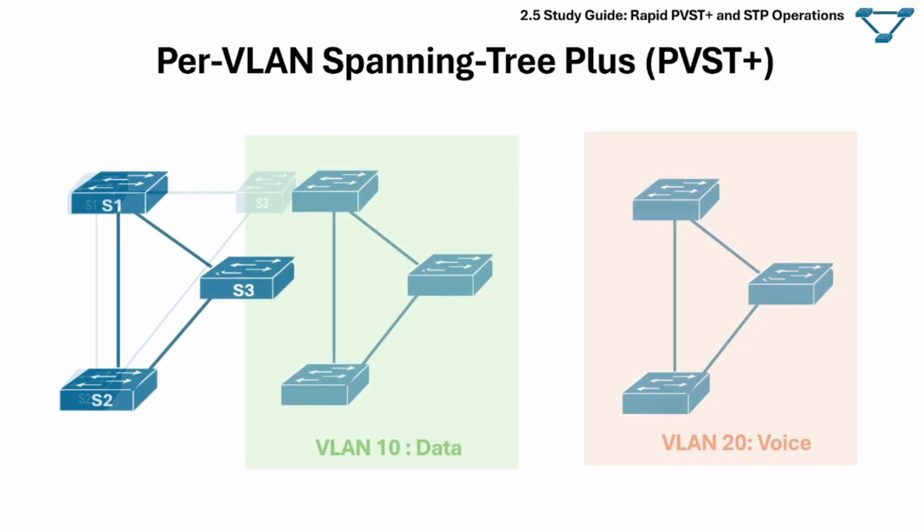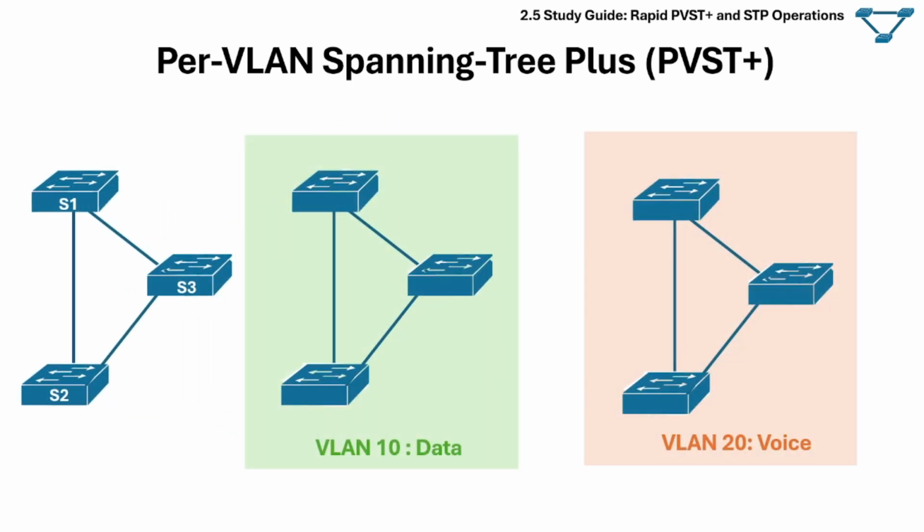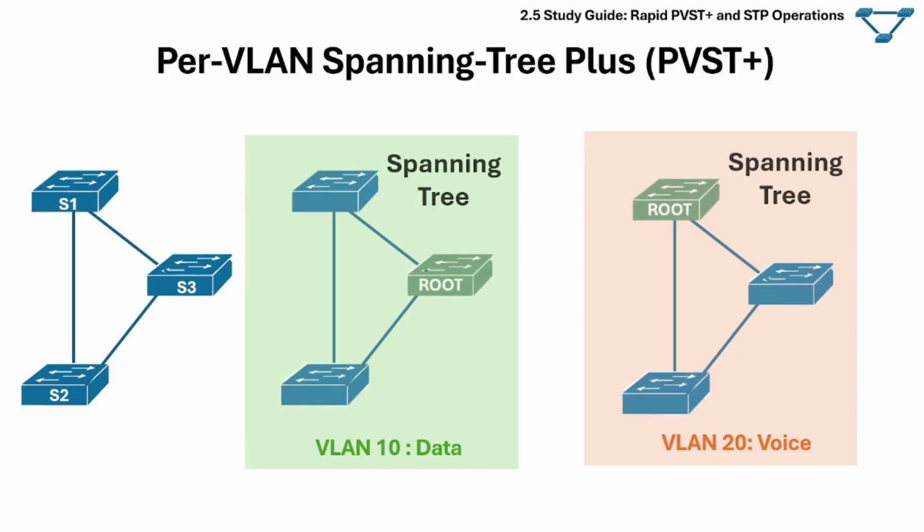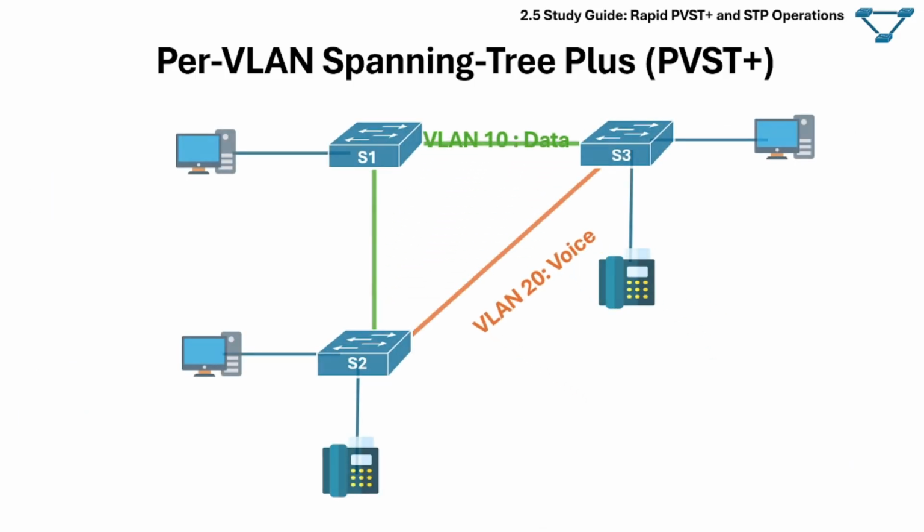In PVST, it runs a separate spanning tree instance for each VLAN. With PVST, each VLAN has its own spanning tree instance and topology. This makes better use of network resources and improves overall network efficiency. PVST defines different loop-free topologies per VLAN so that different traffic takes different paths over the switch networks.